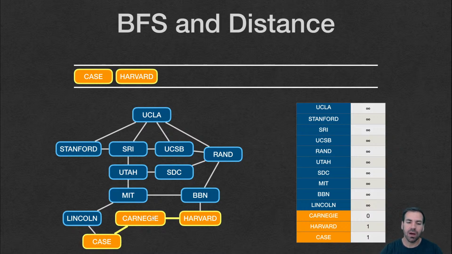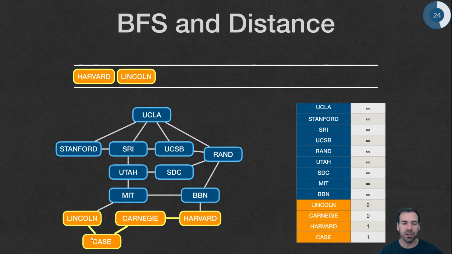Once a node's been explored, and once you have its distance number here, these distance numbers are final. You're never going to update these. You would never ever want to update a distance number. Once you find the distance, that's the distance. We know Case and Harvard, their distances are 1. We don't want to change that. That's the final answer. When we explore Lincoln, its distance is 2. Carnegie, Case, Lincoln, we know its distance is 2 intuitively.